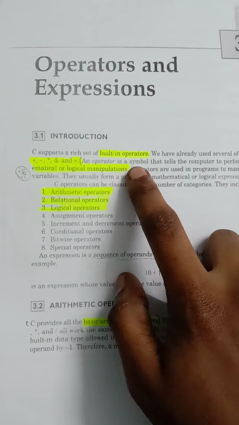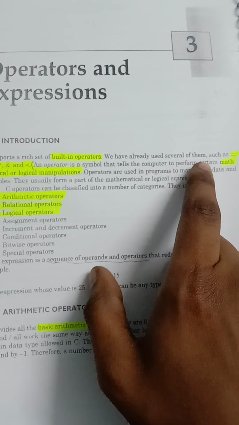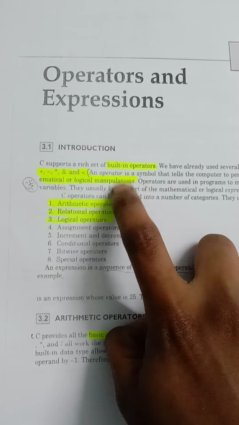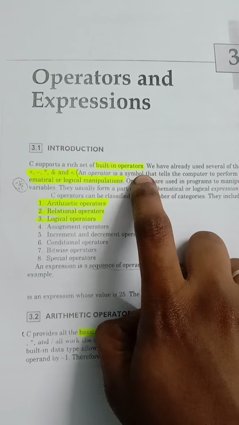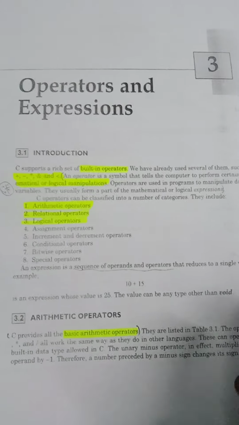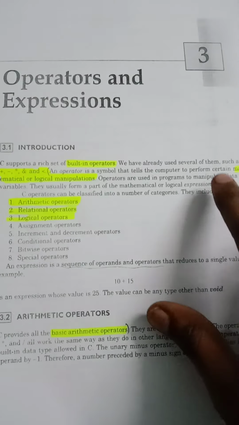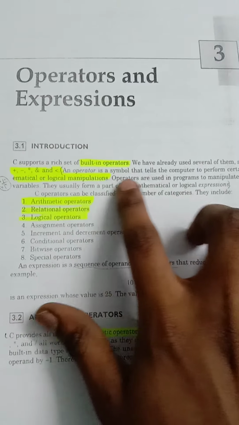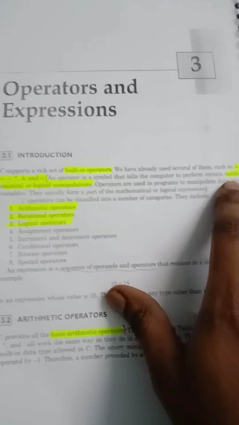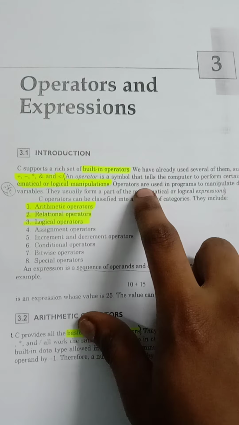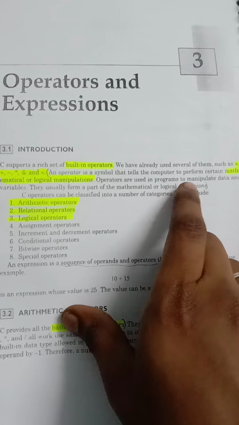An operator is a symbol that tells the computer to perform a certain mathematical or logical manipulation. It tells the computer what activities to perform to get an output. Operators are used in programs to manipulate the data and the variables.